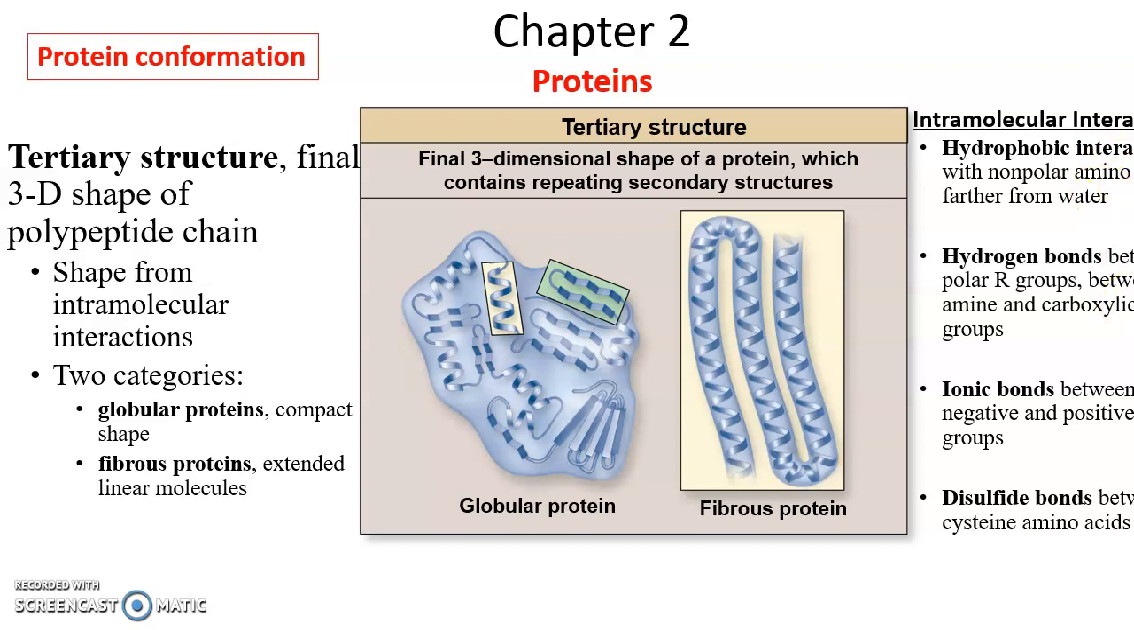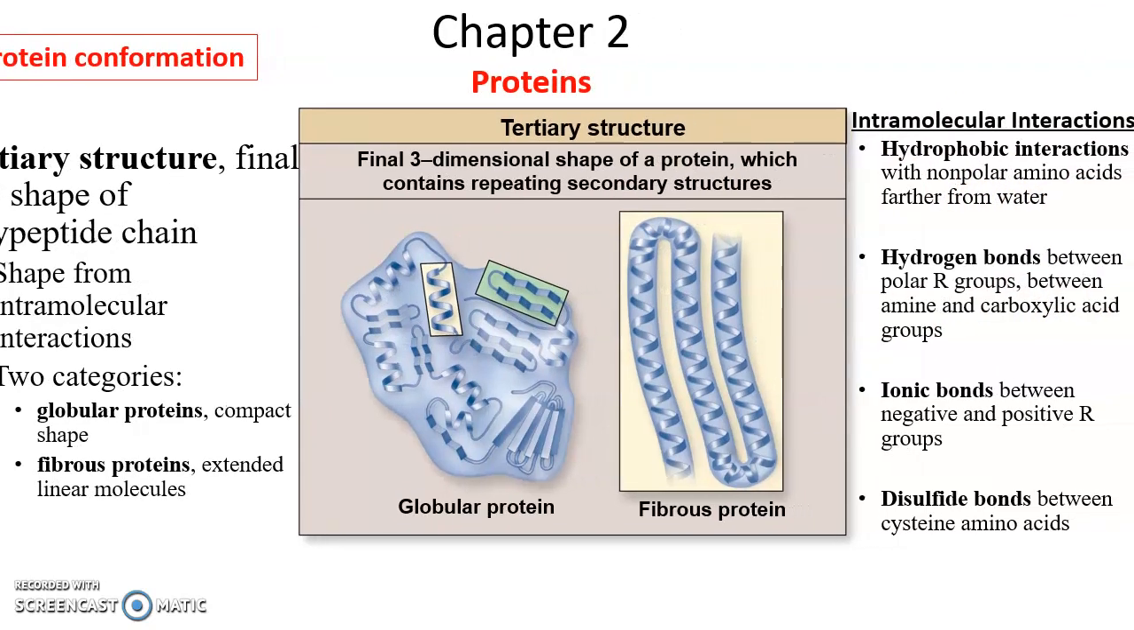So some of those intermolecular interactions include hydrophobic interactions between nonpolar R groups, hydrogen bonding, ionic bonds between charged R groups, and disulfide bonds between specifically the cysteine amino acids, which happen to have sulfur. You need sulfur for a disulfide bond.